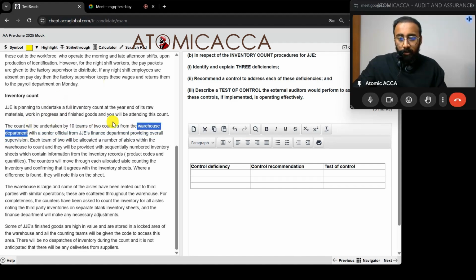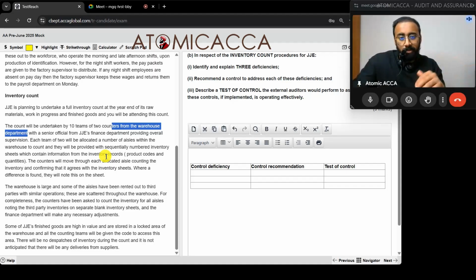What is this inventory count? Who is counting this? People from the warehouse department. So the senior official looking after this is from the finance department, that is fine. But the people counting are from the warehouse department itself. So maybe you can have a mix of people, maybe one person from warehouse and one person from another department, so that there's a scrutiny in counting.